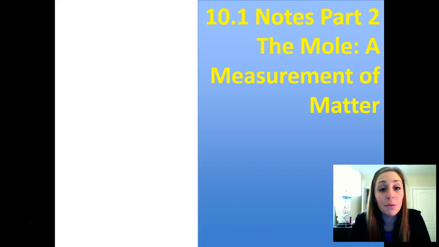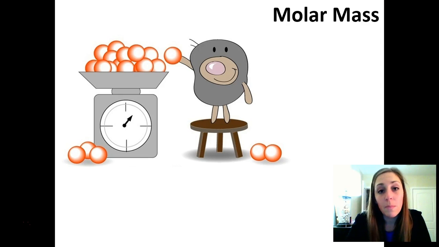Today we're going to talk about molar mass. For this lesson, you're going to need a periodic table, a calculator, and your follow-along notes. So let's talk about what molar mass is. It's the mass of a mole.